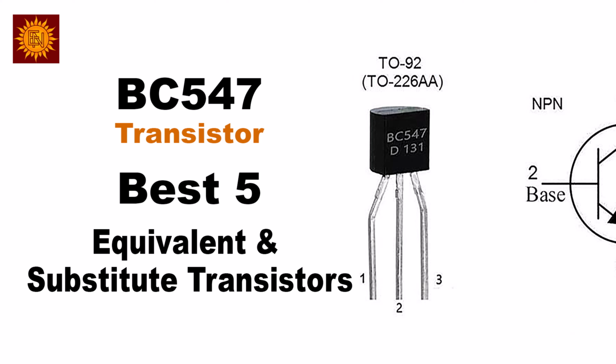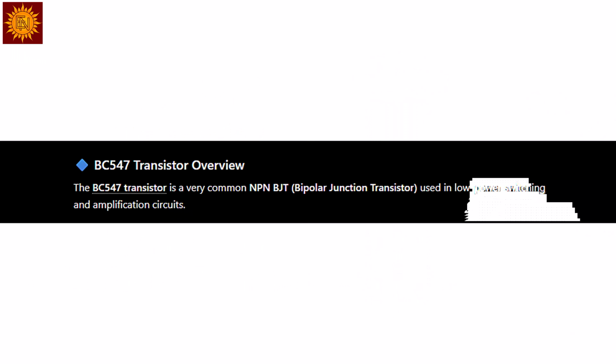In this video, I will talk about BC547 transistor complete details, working principle, advantages, with best 5 equivalent transistors. The BC547 transistor is a very common NPN BJT, bipolar junction transistor, used in low-power switching and amplification circuits.